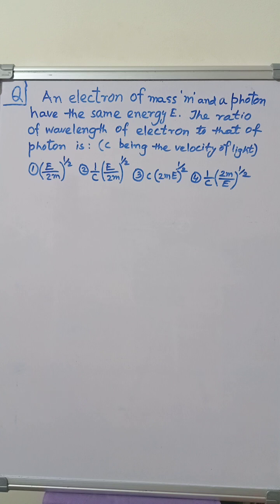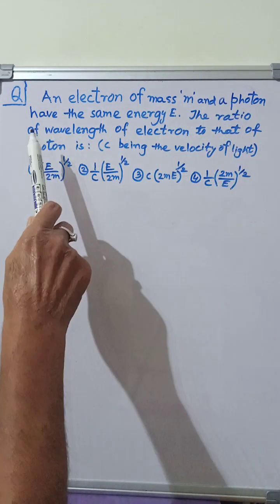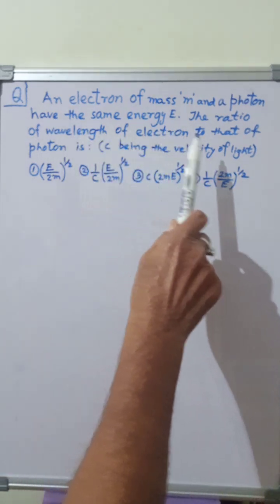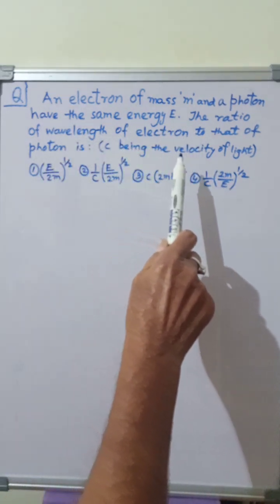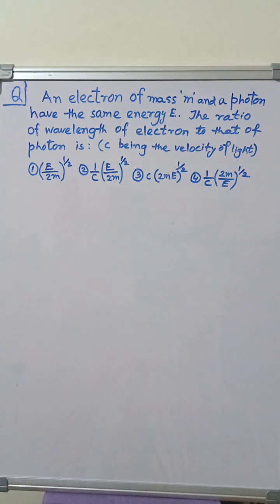In this video tutorial, we will discuss a multiple choice question taken from JEE Main exam of 2021. The question is about the wavelength associated with an electron and photon possessing the same amount of energy. Read the question carefully. An electron of mass m and a photon have the same energy E. The ratio of wavelength of electron to that of the photon is, c being the velocity of light.